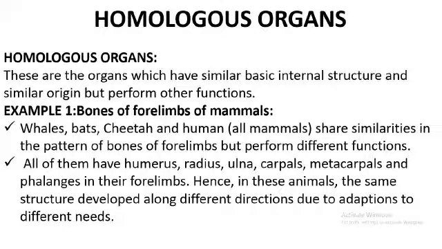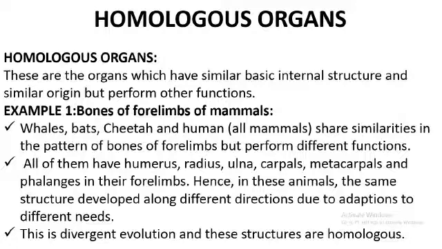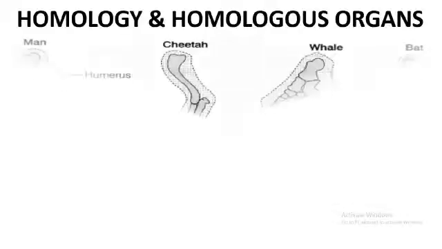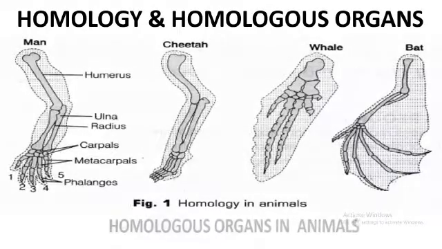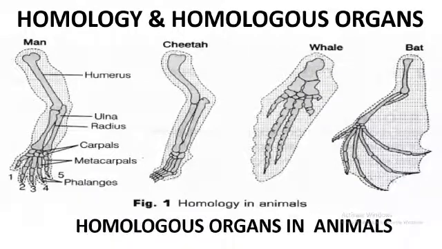So basic plan is same. All these 5 types of bones are present in forelimbs of all these mammals. But they have functions which are different depending upon their adaptation to different needs. So let us see with the help of the diagram about this homologous organs in mammals. So you can see the diagram.